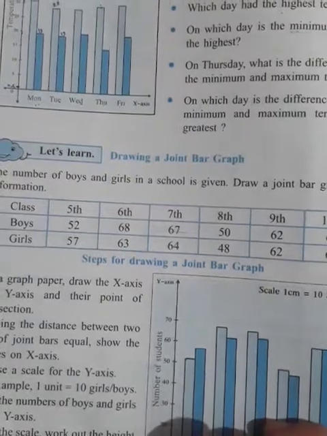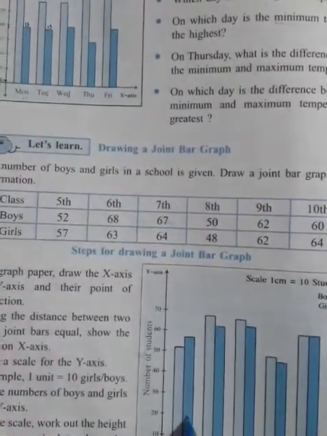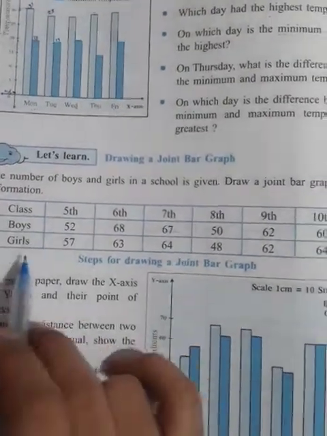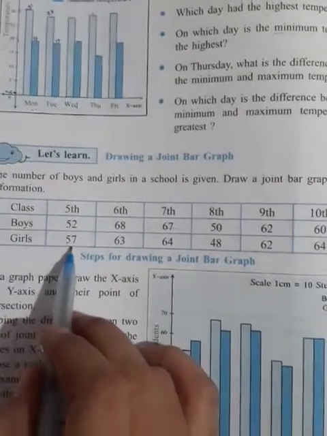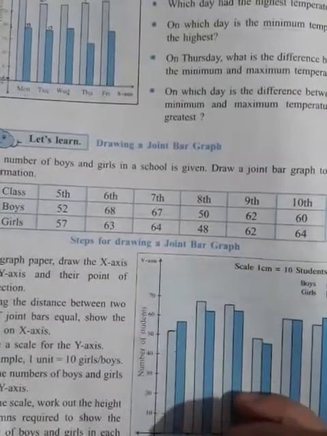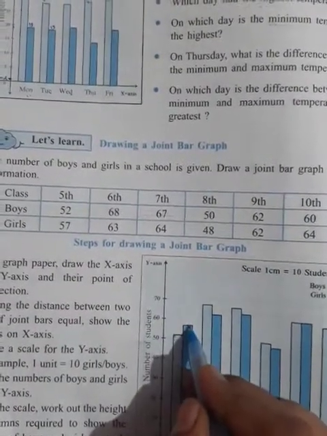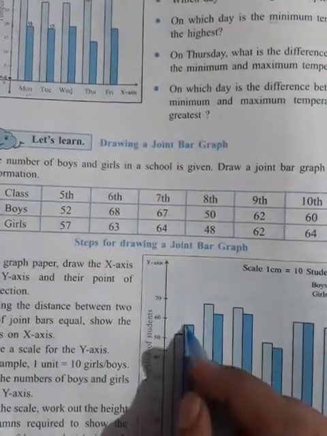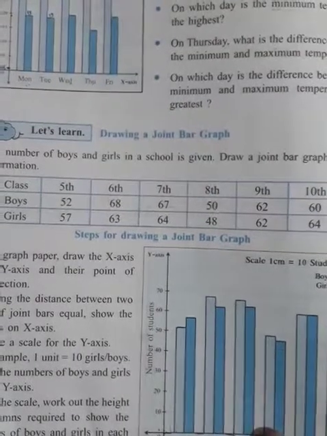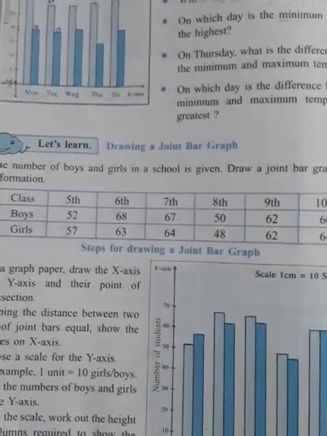And let's draw the girls' bar joined next to this bar. Here girls are 57, so count 57. After 50 we have to count 7 lines. Okay, and draw this bar. Now here we got it for fifth. Like this you can draw for 6th, 7th, 8th, 9th, and 10th.